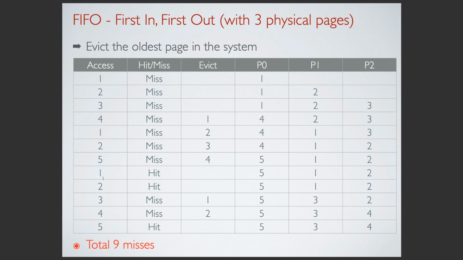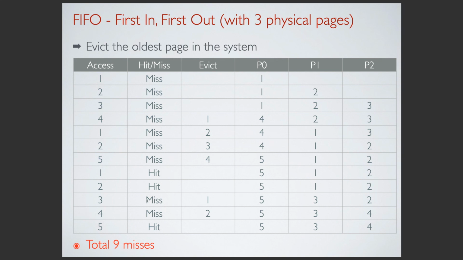Here, I need 1. And finally, it's a hit. Finally, I have one page that I don't need to get from the disk. It's already there in my physical memory. Okay, good. When it's a hit, I do nothing. I just access it right away. Oh, I need 2 again. That's a hit. Perfect.